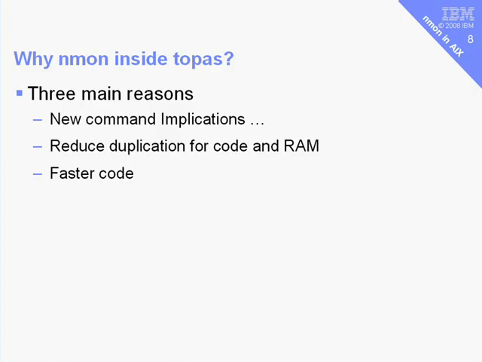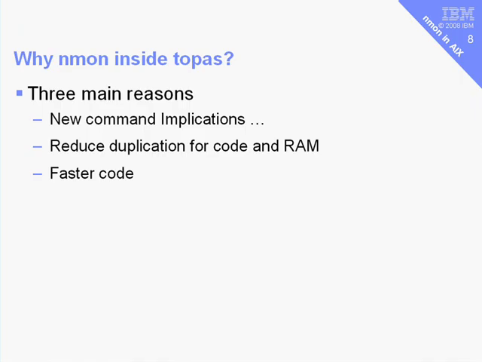Also, if you think about it, the topas command and the nmon command are actually getting the data from the same place out of the AIX kernel. Once they've got that data, they just manipulate it slightly differently and show it either differently on the screen or in a different format for the file. So they're actually doing much the same sort of thing inside themselves, and so that actually reduces the duplication of code, and that keeps manpower down to maintain the code and to get it right.